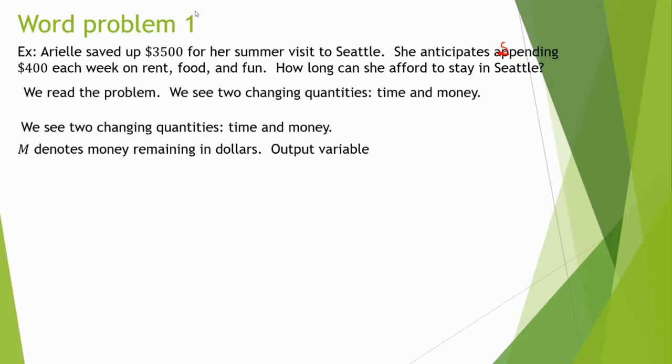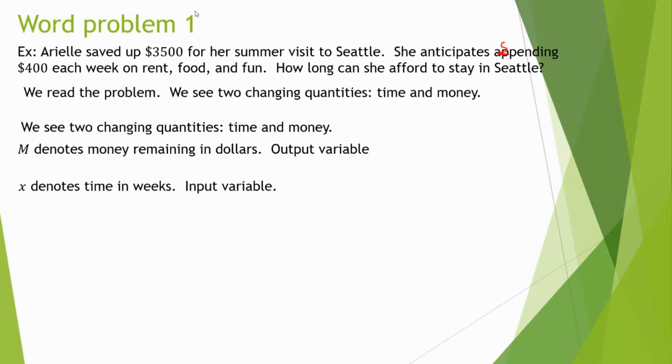So what we can do is take M, how much money she has left over, as our output variable, because that depends on how long she wants to stay. And time will be our independent variable. Generally, time will be the independent variable, but it may not be; for the most part it will be. And in this case, time is in weeks.